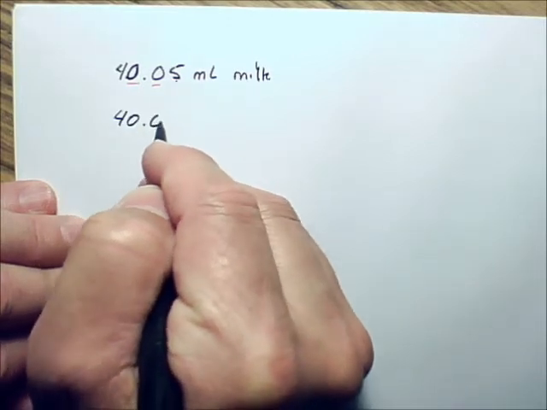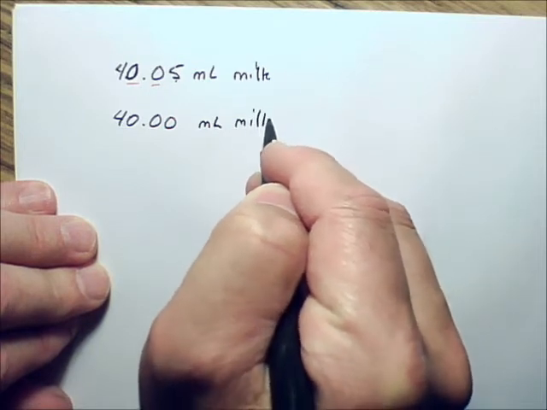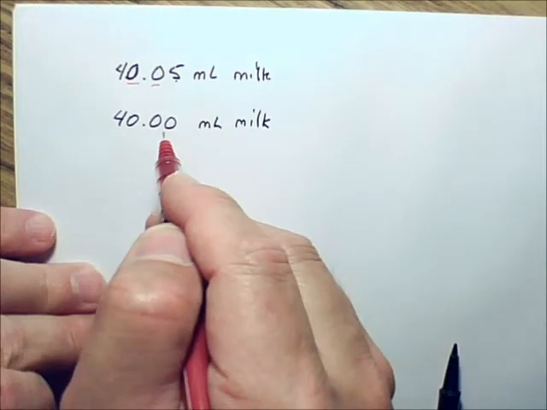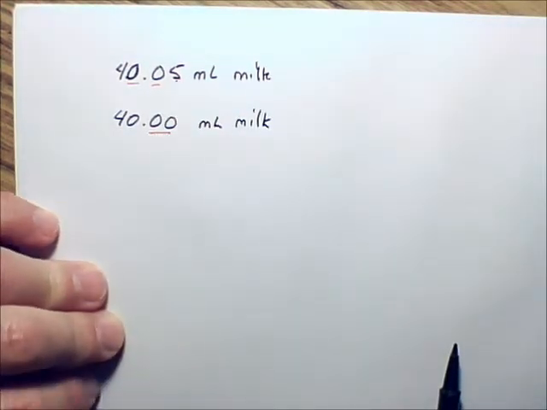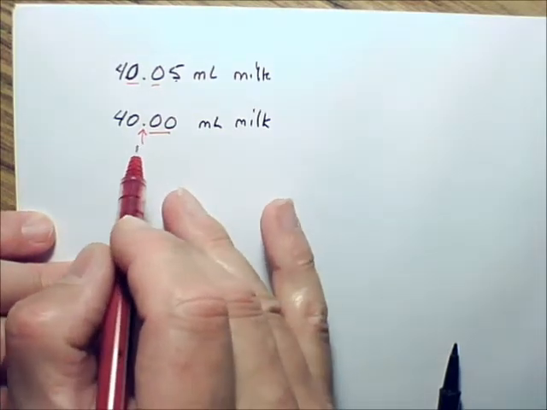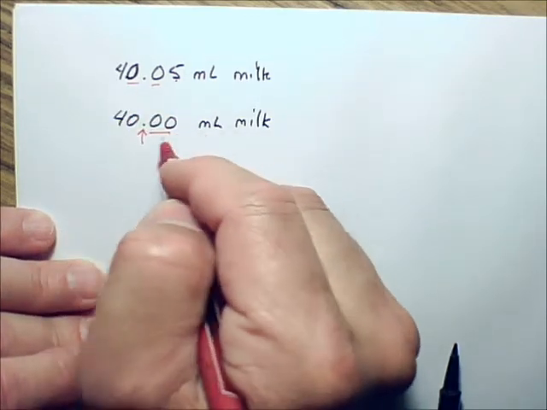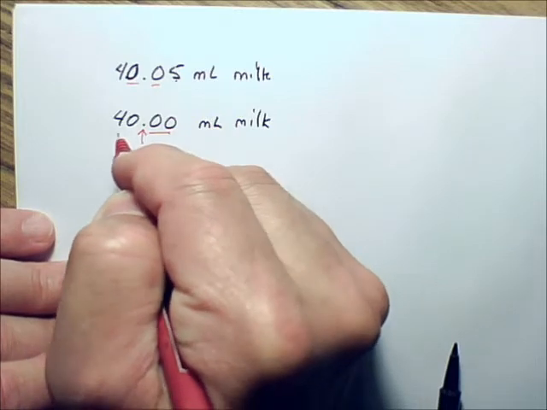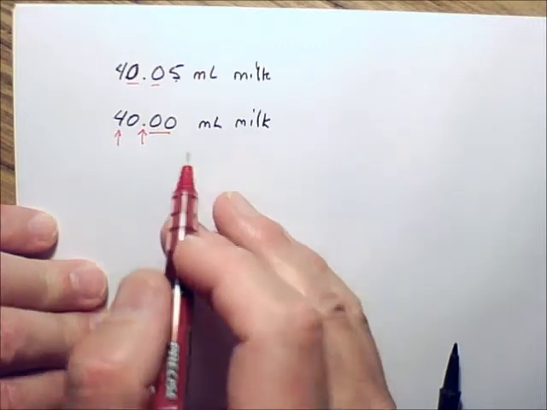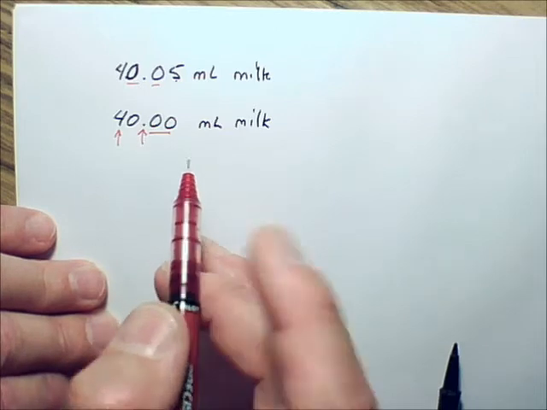So let's rewrite this number as 40.00 milliliters of milk. These two zeros follow this decimal place. When I say follow, I mean to the right, because we read left to right. So these two zeros follow that decimal place and follow that non-zero digit. Since they meet both parts of the two-part rule, both zeros are significant.